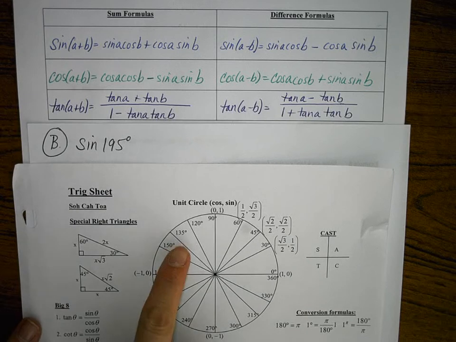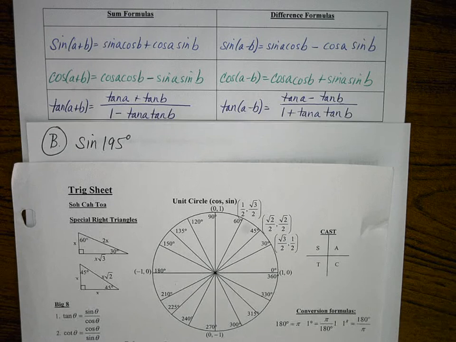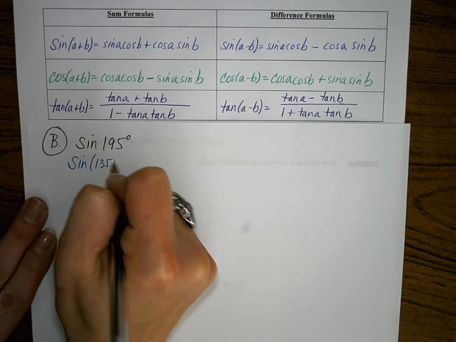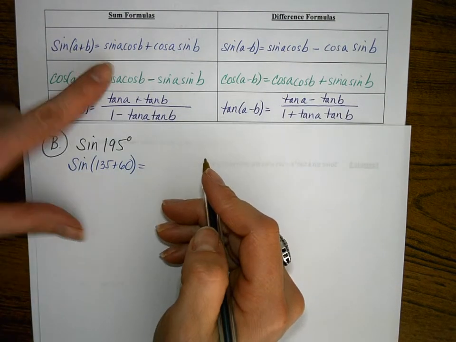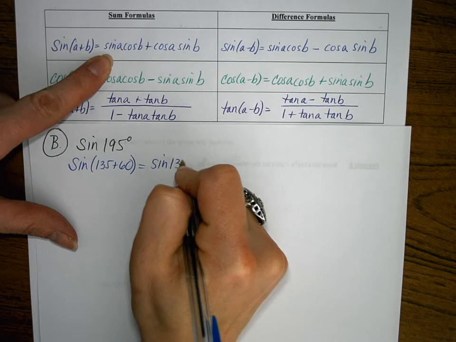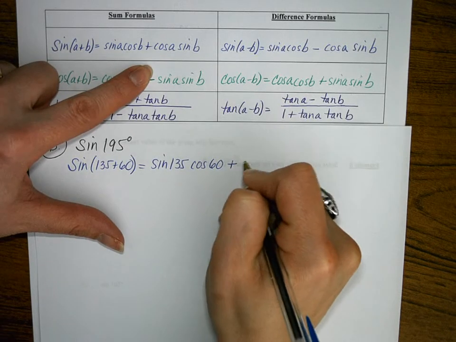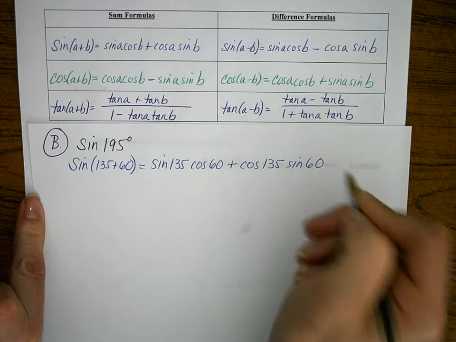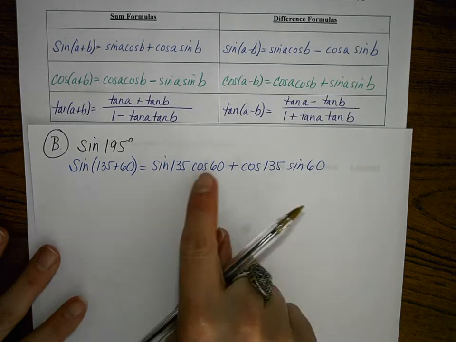135 plus 60. We have 135 and we have 60. I like that a lot. So we're going to start out by saying that's the sine of 135 plus 60, the sine of two angles being added together. Sine of the first, sine of 135, cosine of the second, cosine of 60, plus cosine of the first, cosine of 135, sine of the second, sine of 60. So far, so good?